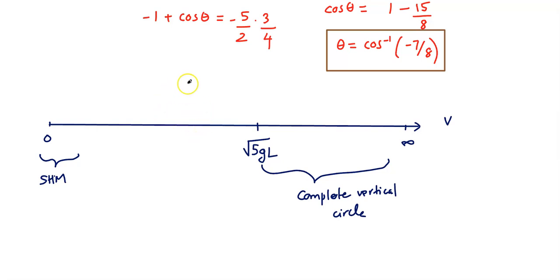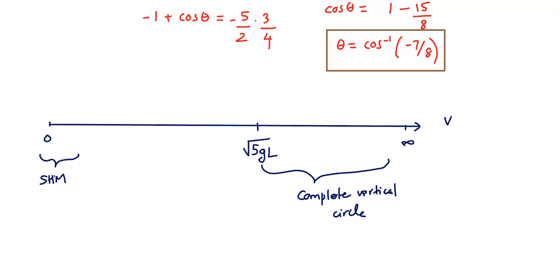But remember we found that for a speed of square root of 4gl, the bob actually doesn't make it all the way to the top. It goes, and then the string slackens and it follows a parabolic motion. So that means there exists a certain range of speeds where the vertical circle isn't completed.